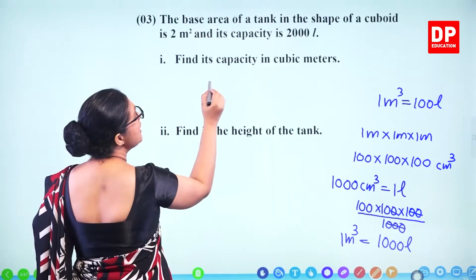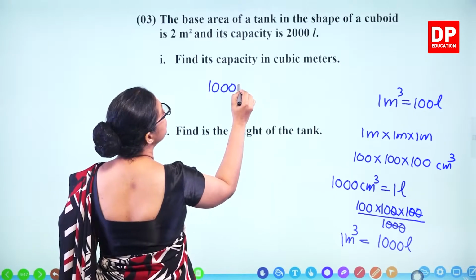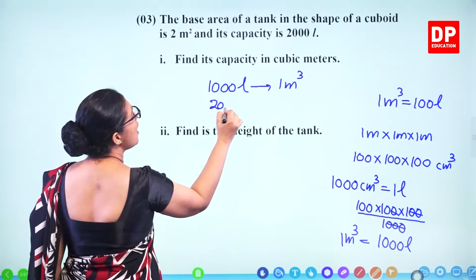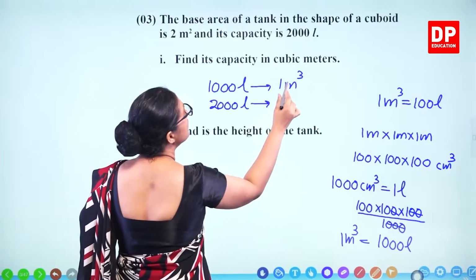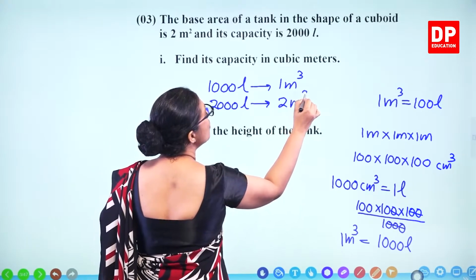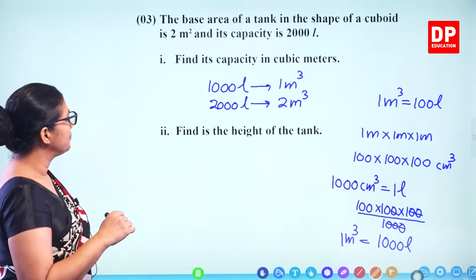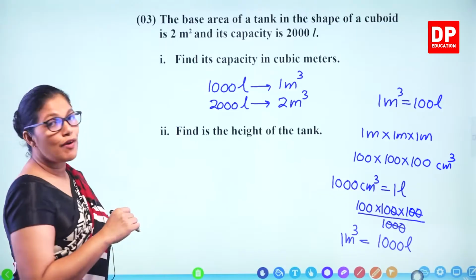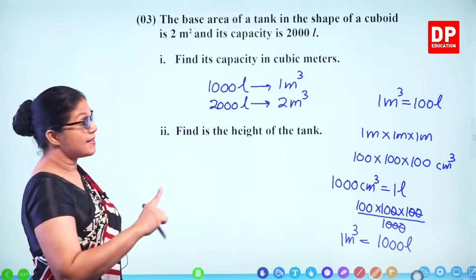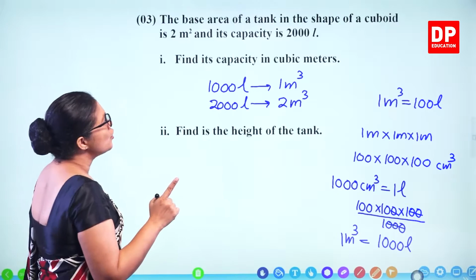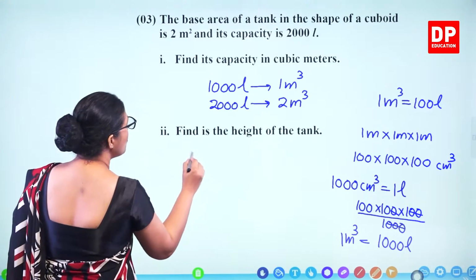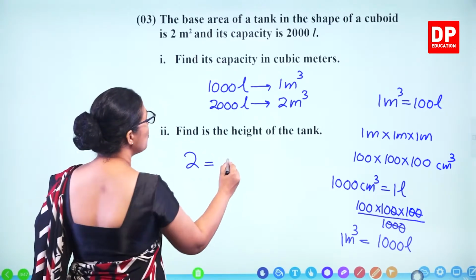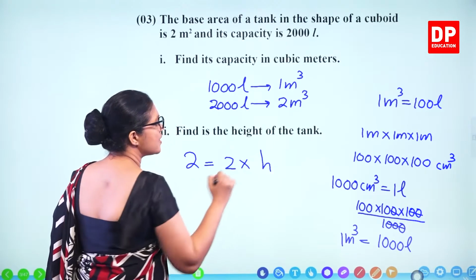So how many cubic meters? 1000 liters, 1 cubic meter. We need 2000 liters. So this becomes 2 cubic meters. Find the height of the tank. How we find out the height? It's given capacity. The volume is 2 cubic meters. So 2 is equal to volume, the base area 2 into height.